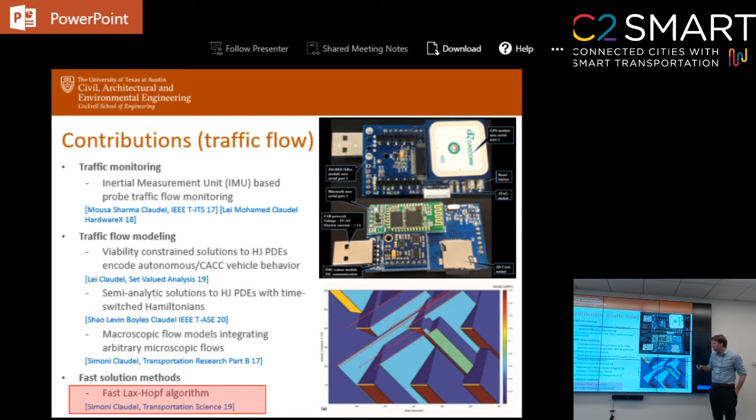The idea is to integrate essentially a macroscopic model that is fast enough with microscopic effects, for example, in modeling the effects of delivery vehicles or buses, and to have some very fast simulation framework to address these problems. So we work also on fast solution methods, the Lax-Hopf algorithm that I'm going to show next.